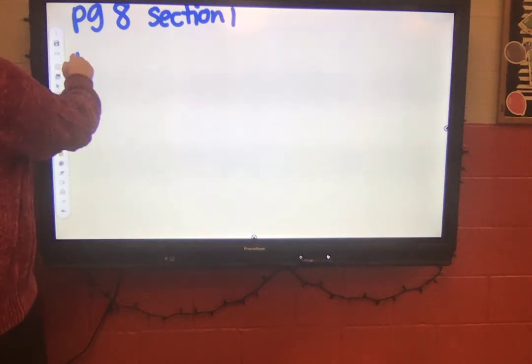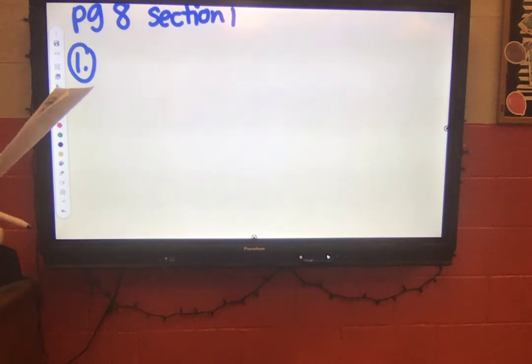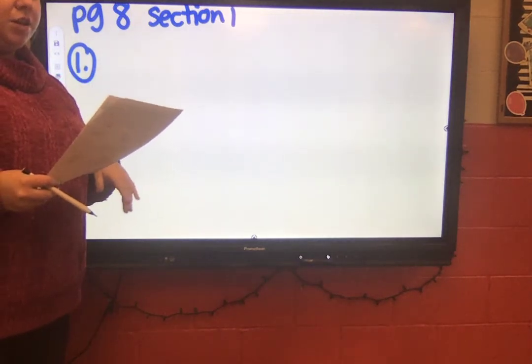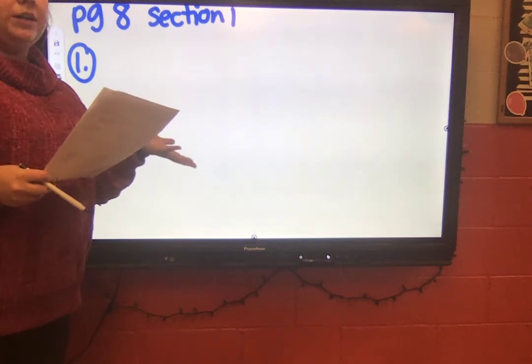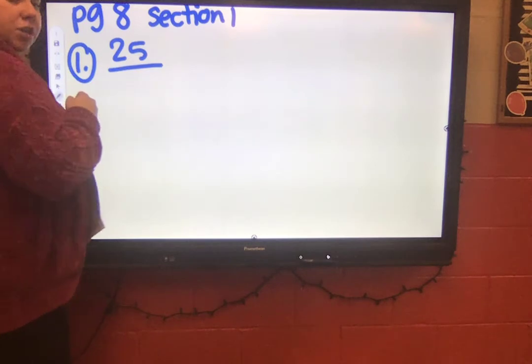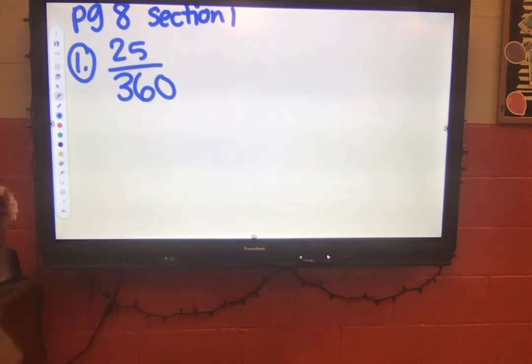I'm going to look at number 1. Below are measures of an angle in degrees. Write the equivalent fractional part of the circle. So number 1 has 25 degrees, and I'm going to put that in a fraction. So it's 25 out of what? We know 25 is our numerator. How many degrees are in a circle? 360. So number 1 is 25 out of 360 because it's 25 degrees out of 360.